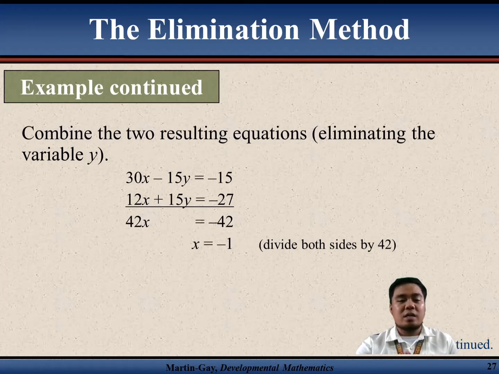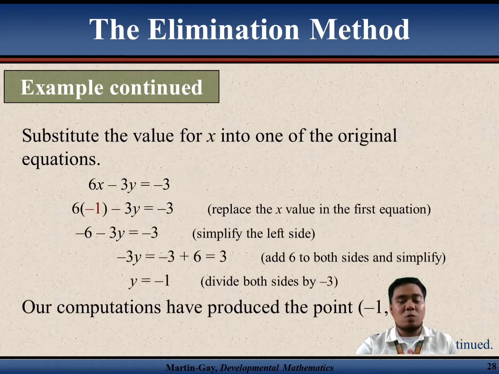So next thing is I am going to substitute that one to the first or any of the equations. So I will use equation number 1, 6x minus 3y is equal to negative 3. So I will just substitute the value of x, which is negative 1. So that is 6 times negative 1 minus 3y is equal to negative 3. So 6 times negative 1 is negative 6. Minus 3y is equal to negative 3.